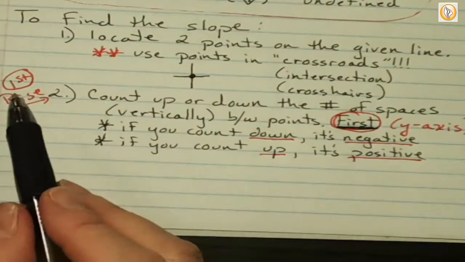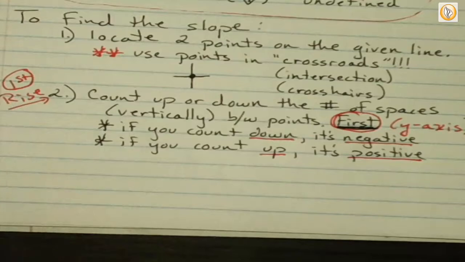So the first thing you do is your rise. You're going to count up or down. If you do side to side first, you will get a wrong answer. So the first thing you do is you go up and down. I do not understand what we're talking about. Okay, but don't worry, it's all going to come together. So just focus on my words.